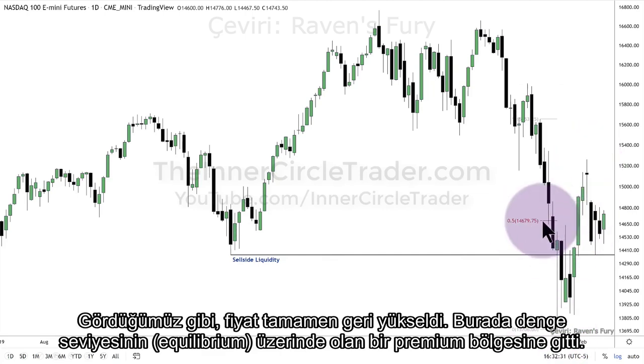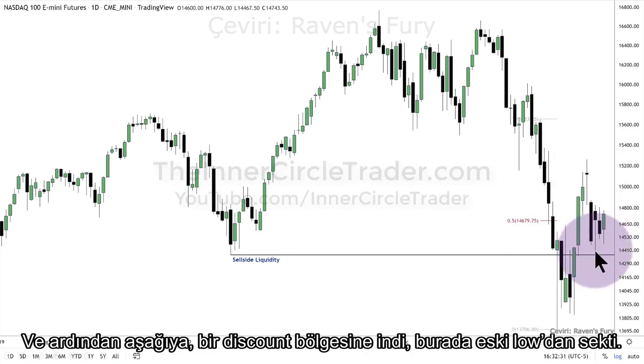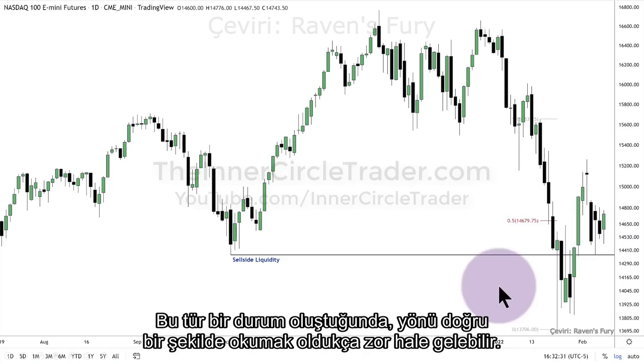It went to a premium market, which is above equilibrium here. And then we went down below to a discount, bounced off of the old low here. Then we've consolidated around equilibrium. Now, when you have this condition, it can make it very difficult to get a true reading on bias.